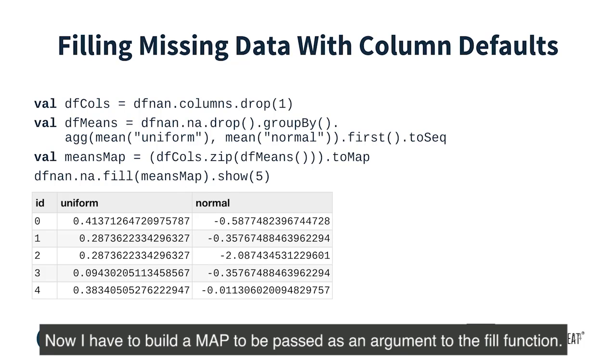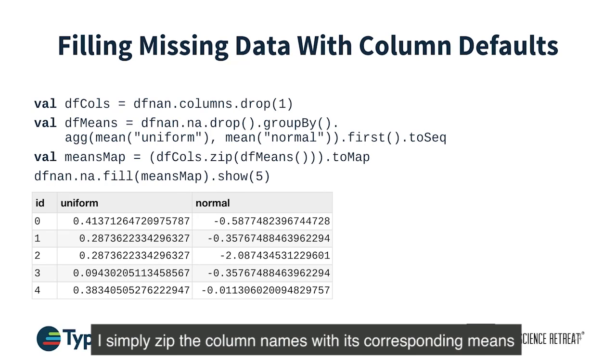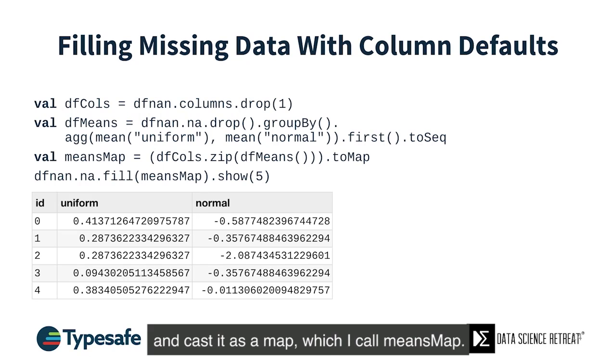Now I have to build a map to be passed as an argument to the fill function. I simply zip the column names with its corresponding means and cast it as a map, which I call means map.